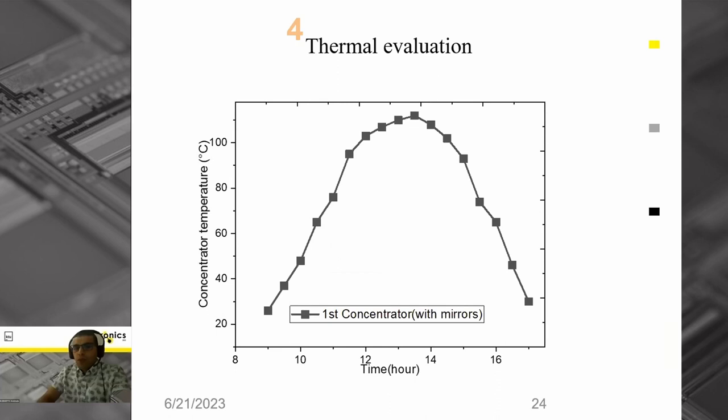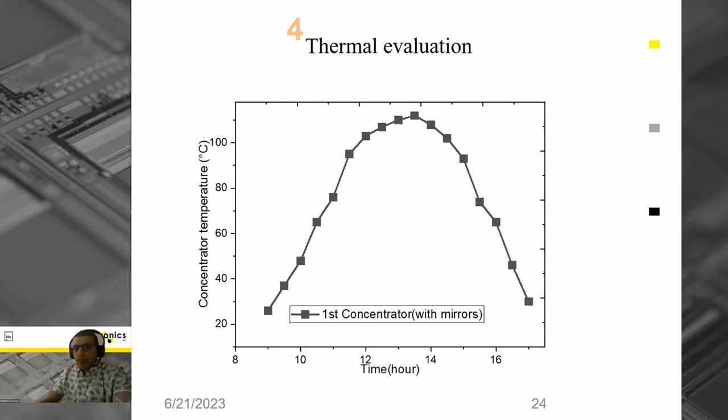We notice that the temperature evolution with respect to time follows the famous bell curve. It increases rapidly at the beginning, from 9 o'clock to 12, and then stabilizes in the period between 12:30 and 1 p.m. at about 110 degrees Celsius. The maximum operating condition of the solar concentrator is in this period. The maximum achieved temperature at 1 p.m. is 110 degrees Celsius.